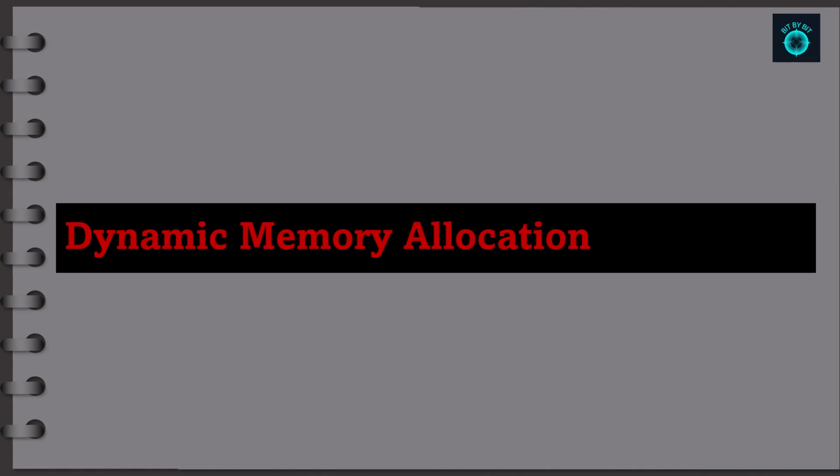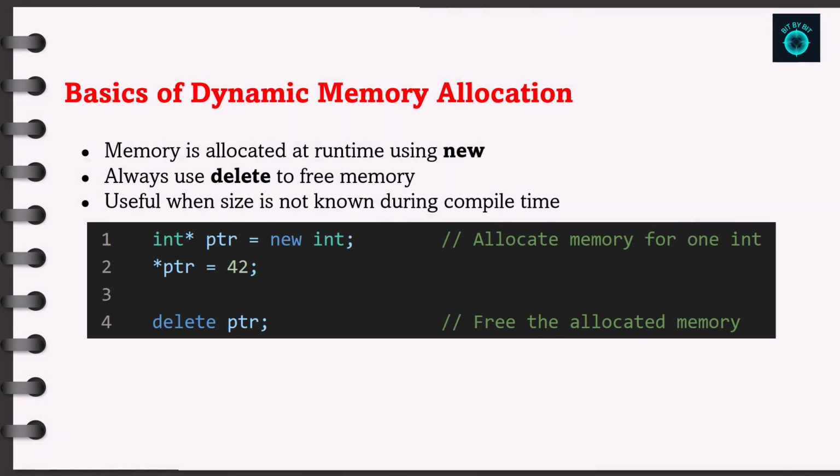Dynamic memory allocation. Basics of dynamic memory allocation. In C++, dynamic memory allocation allows you to reserve memory while the program is running instead of at compile time. To allocate memory dynamically, we use the keyword new. For example, if you write int *ptr = new int, it reserves space for one integer on the heap and gives you a pointer to it. You can then store a value at that memory location using *ptr = 42.